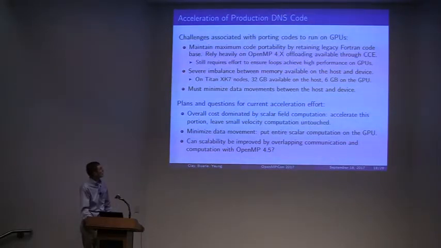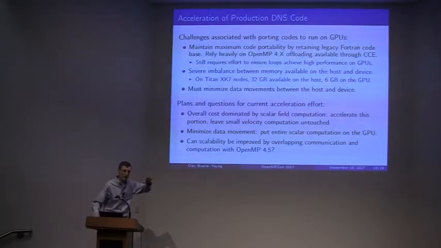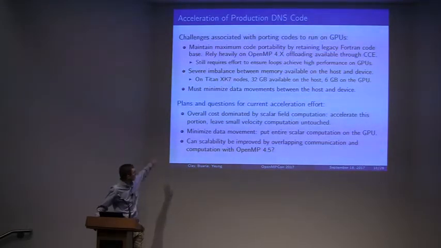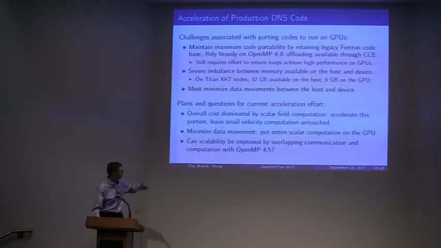Otherwise, we'll be swamped by the cost of moving data between the host and device memory spaces. So the goal for this effort is to accelerate just the scalar field computation. Similar to the previous section, where we just focused on the CCD scheme and its scalability, we're not going to mess with the velocity field calculation at all. We're just going to be working on the scalar field computation because that dominates the computation cost of our simulations. And we're going to try to minimize data movement by putting the entire scalar field computation on the GPU, and this required some reworking of the code.